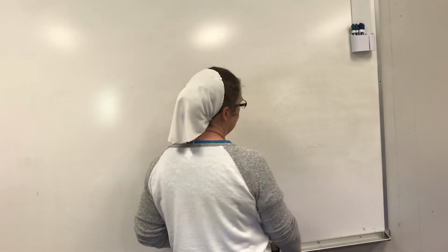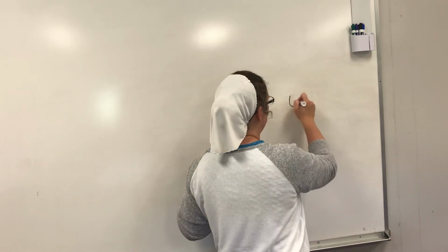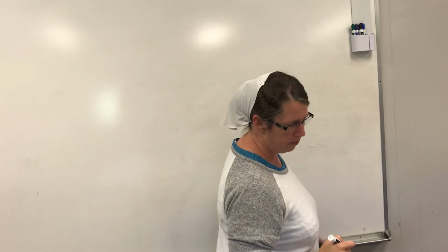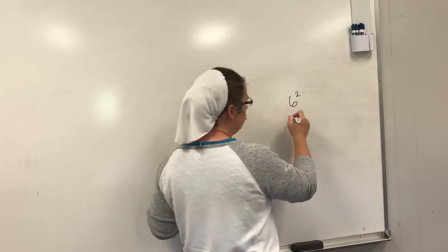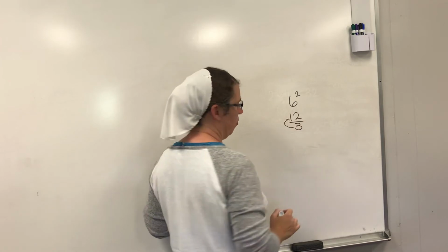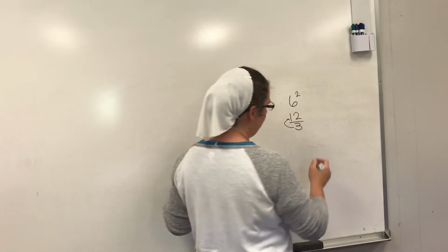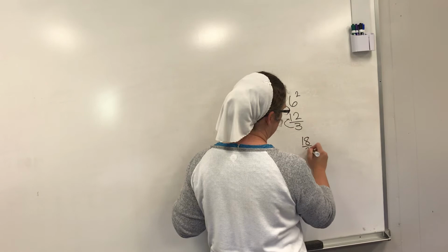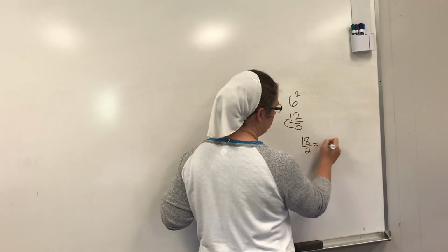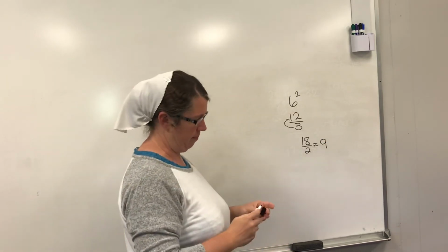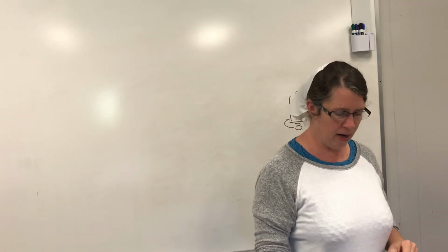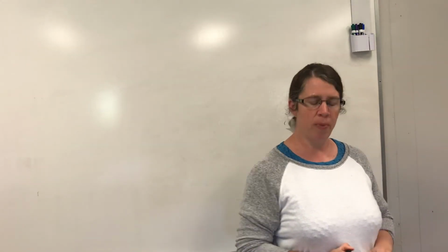All right, what does 6 squared mean? You guys know how to do that. Write it 6 with an exponent of 2. 3 divided into 12. Half of 18. Half, that means you're going to divide by 2, equals 9. 18 divided by 2 is 9. All right. That is all for your new part today.